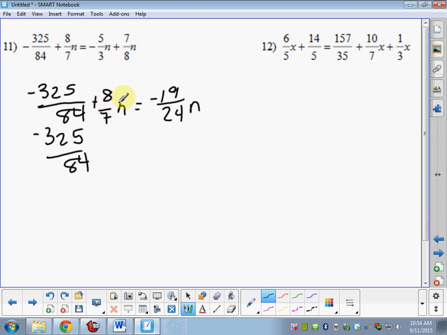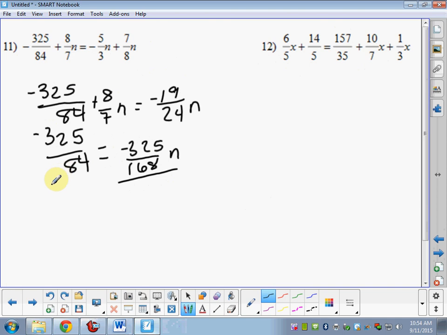So in this step, because now I have my n's, I would subtract 8/7n on both sides. With fractions, it's a little bit harder to guess which one's going to make it positive, so I kind of just go with whichever one I decide that I want to move. So I would subtract 8/7n to both sides, and that would leave me with -325/168n. And then again, math is consistent.